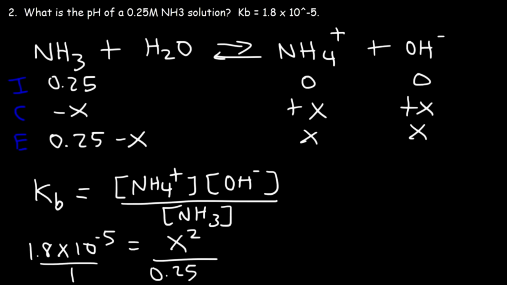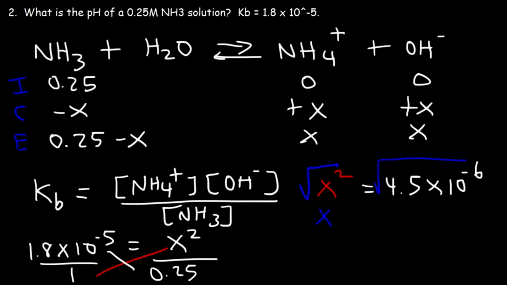So let's cross multiply. So we're going to have x squared is equal to 0.25 times 1.8 times 10 to the minus 5. And that's 4.5 times 10 to the minus 6. Now let's take the square root of both sides. The square root of 4.5 times 10 to the minus 6, that's 2.12 times 10 raised to the minus 3.